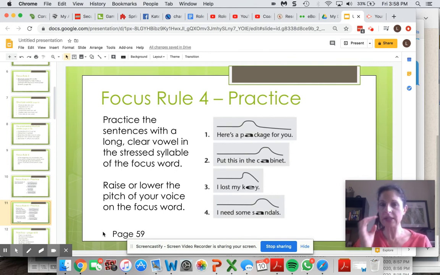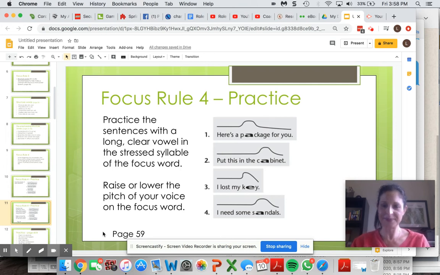So now we're going to practice the sentences using words. We have the pitch change down. We practiced that. We're going to take the focus word and practice with the stressed syllable having a long, clear vowel of the focus word, as well as the pitch. Number 1. Here's a package for you. Here's a package for you.